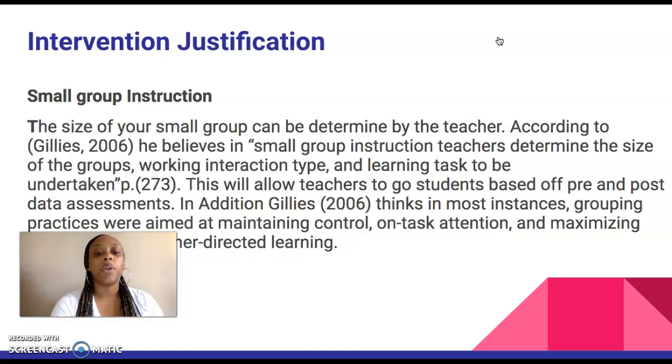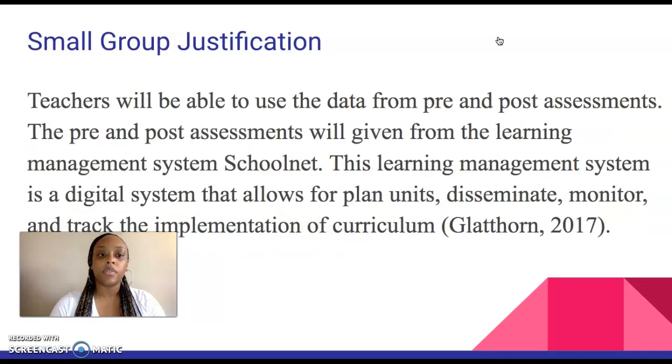So using pre and post data assessments will also allow teachers to group their students and have students in the proper groups. Again, teachers will be able to use the data from pre and post assessments. The pre and post assessments will be given from a learning management system, SchoolNet. SchoolNet is something that we use all the time at my school. So teachers know how to create pre and post assessments based off the different standards that they have taught already for that remediation.